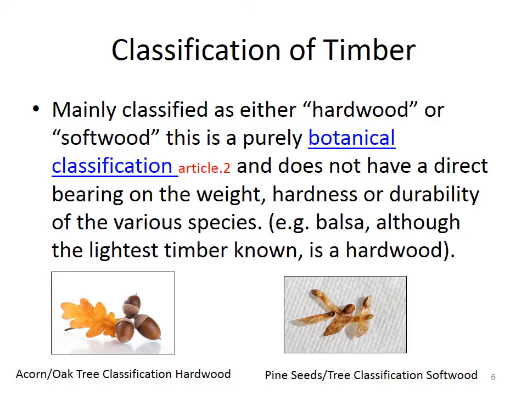I'll tell you what this classification is. We can see some examples in the images at the bottom of the screen. The first one, on the bottom left hand side, is an image of an acorn. This is from an oak tree. An oak tree is classified as a hardwood, not because the timber itself is hard, but because the acorn, the seed of the tree, has a hard shell on the outside of it. The other example, of a softwood classification, can be seen on the right hand side. We have some pine seeds from a pine tree. Pine trees are classified as softwood, not because the timber is softer than an oak tree, but simply because the seeds from the tree have a soft shell on the outside of them.